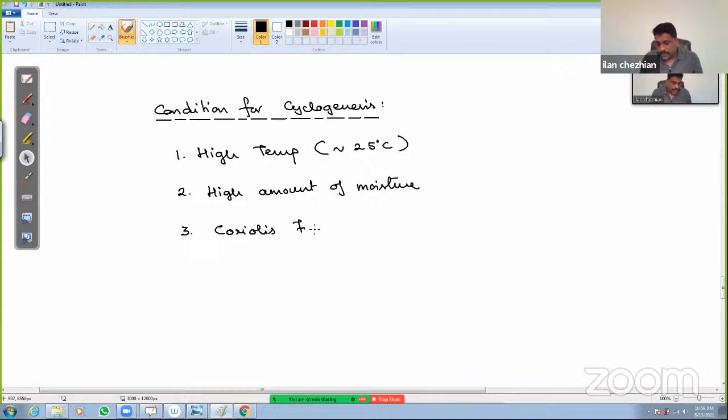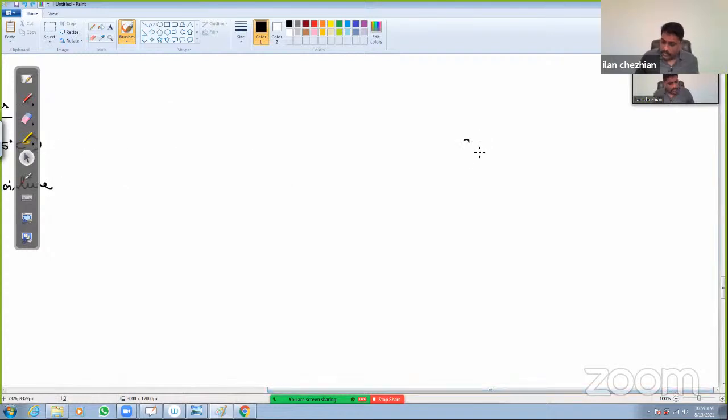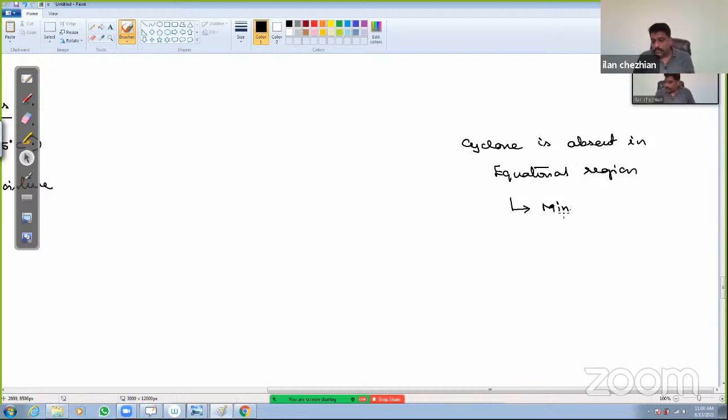Coriolis force. My dear friends, that's the reason cyclone is absent in equatorial region. Somewhere you can write it. Why? I'm writing it, my friend. Cyclone is absent in equatorial region. If you ask me what exactly is the reason for it, it is all because of minimal Coriolis force, or no Coriolis force at the equator.